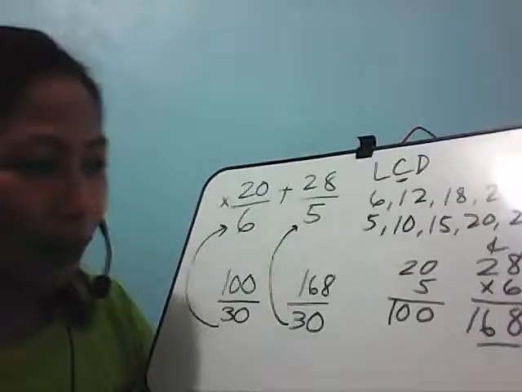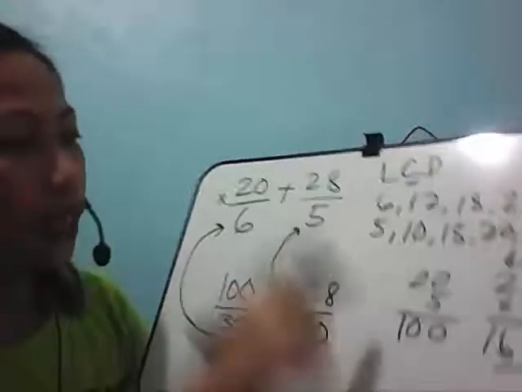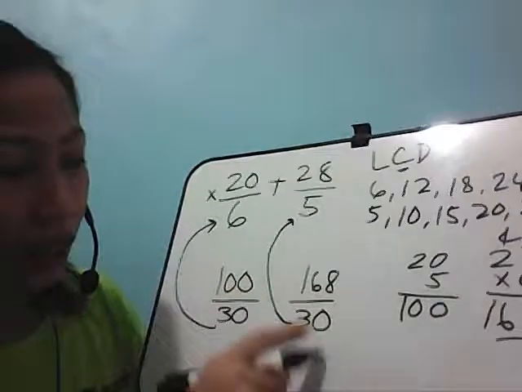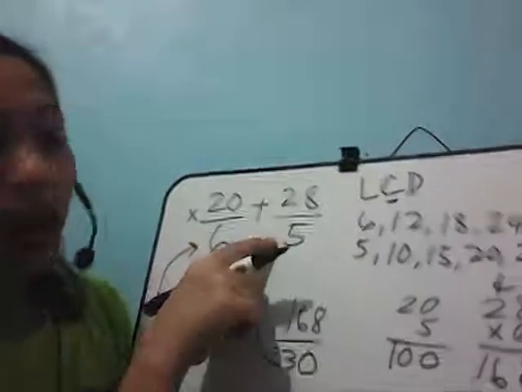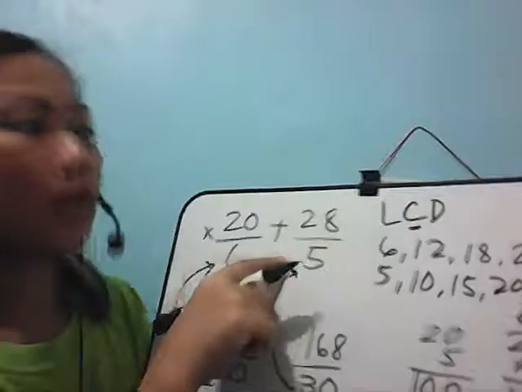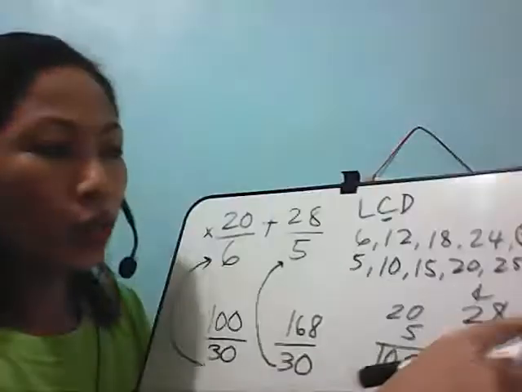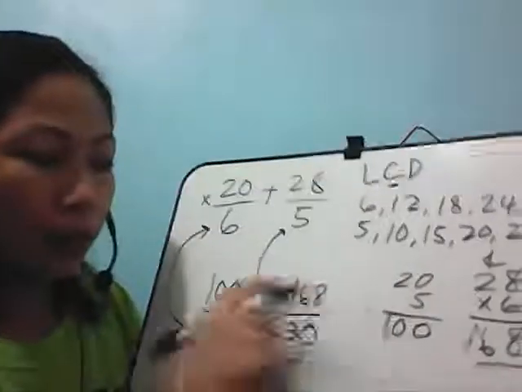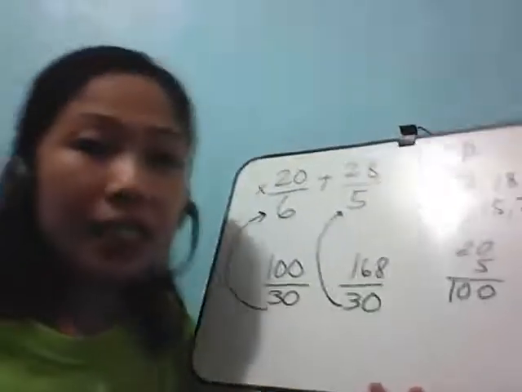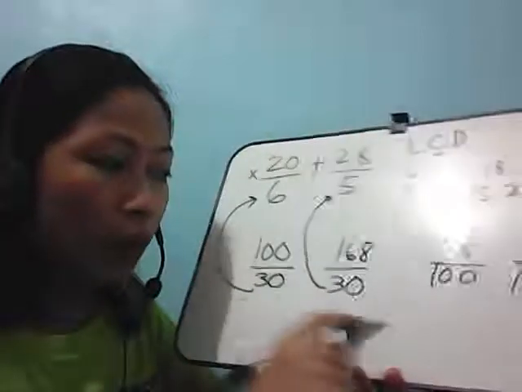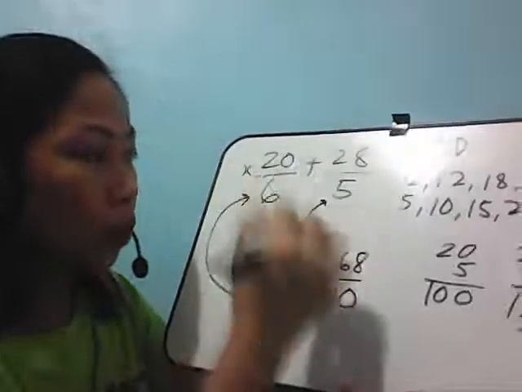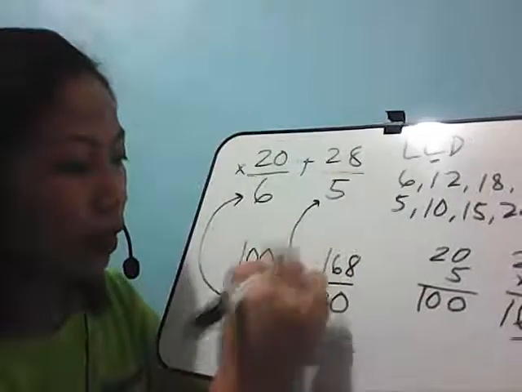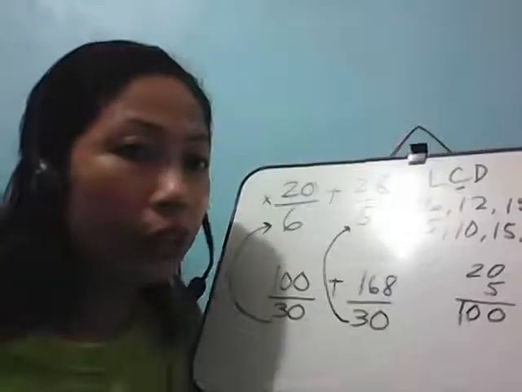So, again, saan natin kinuha ang 168? Galing siya sa 30 divided by 5 is 6. Then 6, i-multiply mo siya sa ating numerator which is 28. So 28 times 6 and the answer is 168. Then copy here. Since we have common denominator now, we are going to copy the plus sign here. Then that's the time we are going to add.